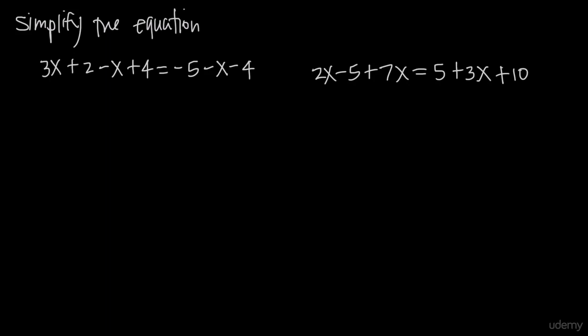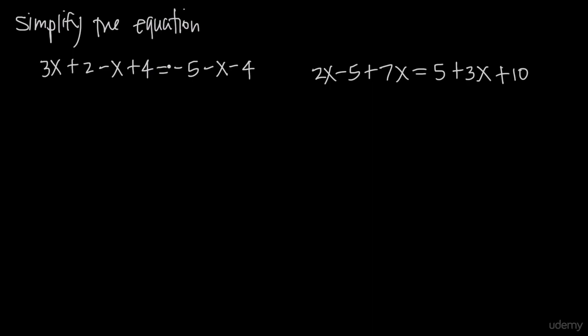In this video, we're going to use what we know about addition and subtraction of like terms to simplify a couple of equations. These are more complicated equations, but the first example that we're going to use is 3x plus 2 minus x plus 4 equal to negative 5 minus x minus 4. And what we want to do is, again, use our knowledge of like terms to simplify both sides of the equation and eventually solve for x.